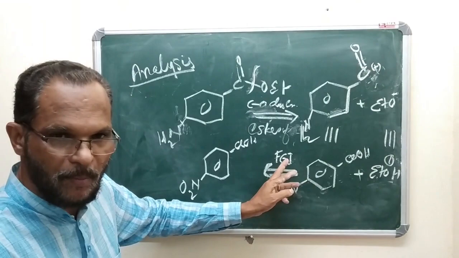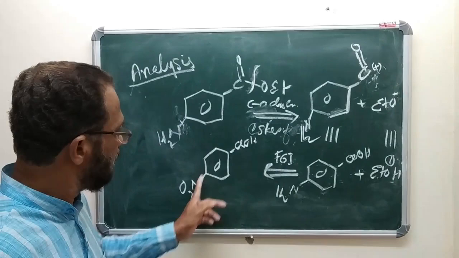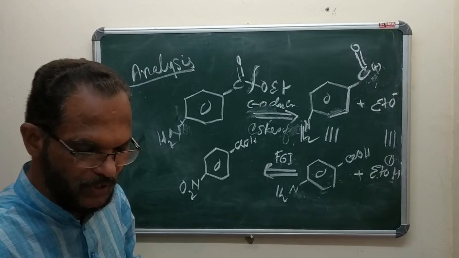The functional group interconversion: the nitro group is changed into NH2 group. And here there is no disconnection. The CN bond is here, the CN bond is here, there is no disconnection, but a functional group is changed into another one. This is what is called a functional group interconversion.